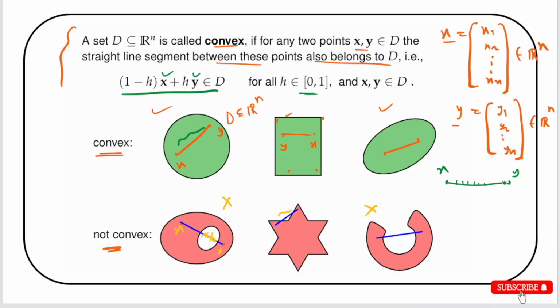Any points here or this line segment itself can be represented in this particular format, where h belongs to 0 to 1. It's a fractional quantity. And this is also known as the linear combination or the convex combination of 2 points. So that is what the definition says, that if this linear combination, so this line segment, also belongs to set D. So you said that x and y are 2 points which belong to set D. If it implies that this linear combination also belongs to set D, you will say the set is convex, otherwise it is not convex. Okay.